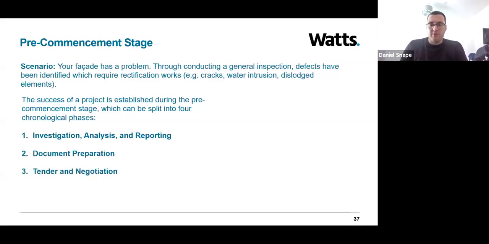Following that, you should now be ready to commence the third stage, which would be tendering and negotiation. So this involves tendering the works through the market and selecting a suitable contractor. So your professional team should be able to identify a list of contractors that are deemed suitable for undertaking these works. The contractors should be experienced in working on the type of facade system that you have. They should have a good reputation and they should be able to demonstrate their understanding and their suitability for the project. This can be supported by a pre-qualification questionnaire, for example.